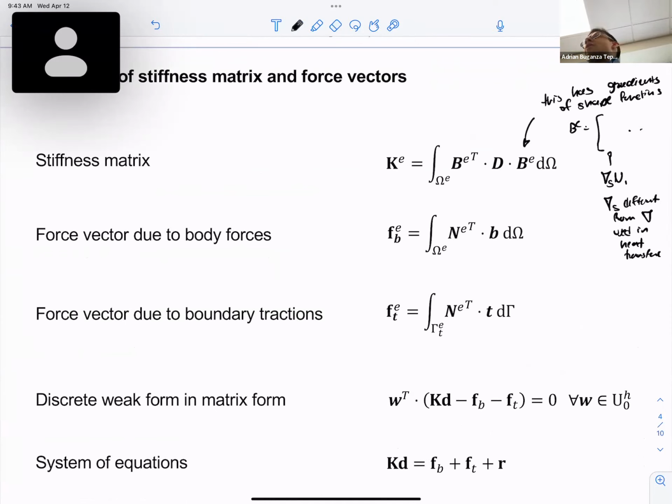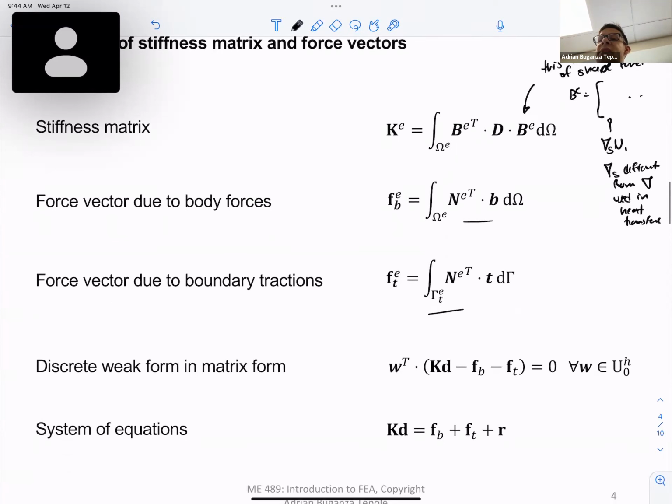And to do the integral, you can either do Gauss quadrature, or you can do the integral analytically in some cases. I'll show that for the triangle, you don't need to do the integral. For the body forces, the force vector due to body forces is just the integral of the shape functions times the body force vector. The force vector due to boundary tractions is just the integral over the boundary that has the applied forces.